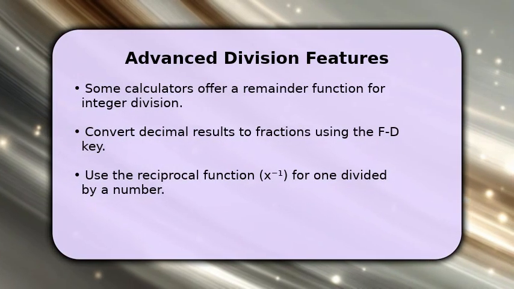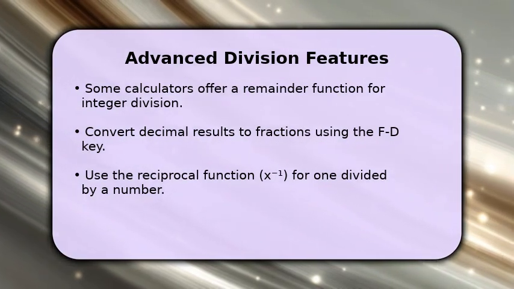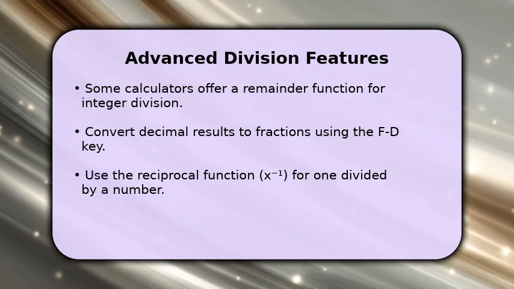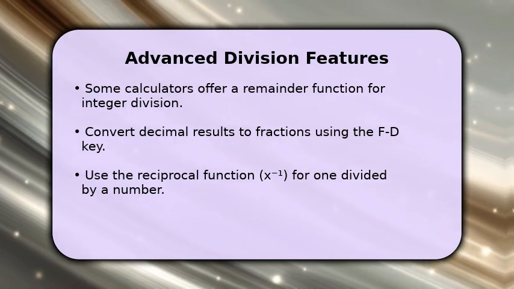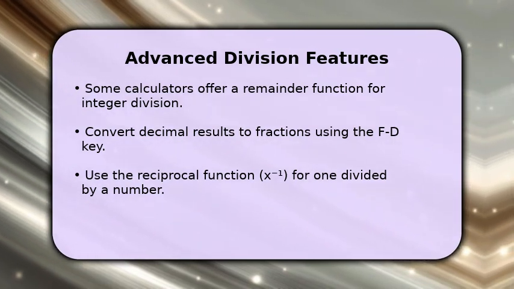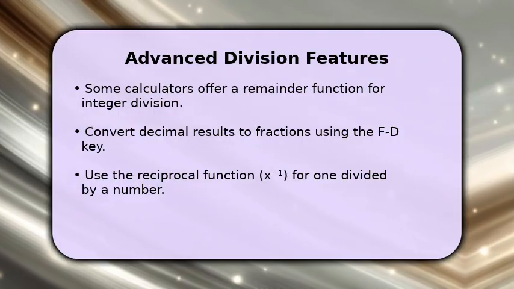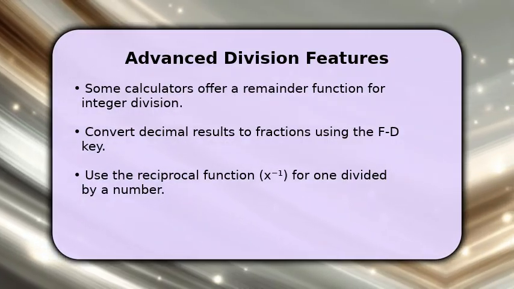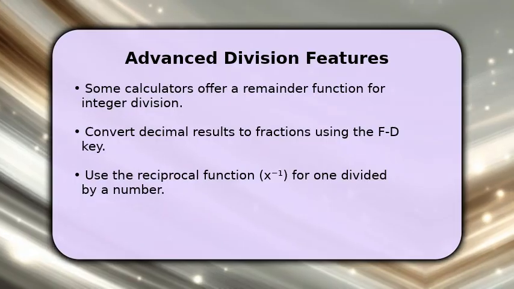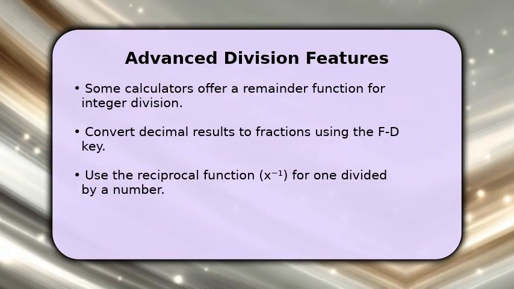Many scientific calculators offer advanced features to enhance your division capabilities. For integer division, some models provide a remainder function, giving you both the quotient and the remainder. You can often convert a decimal answer back into a fraction using a dedicated FD key.